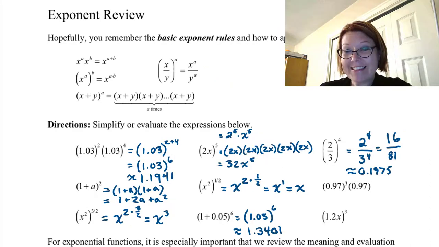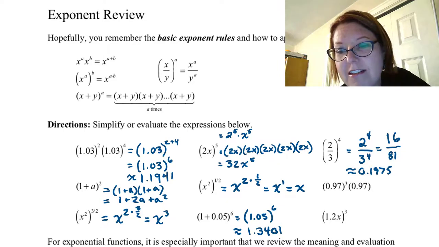And I'm using little estimation symbols in front of that to show that it is a rounded answer. The next one we have is (0.97) to the third power, times (0.97). Or another way to say that would be 0.97 to the third power times 0.97.